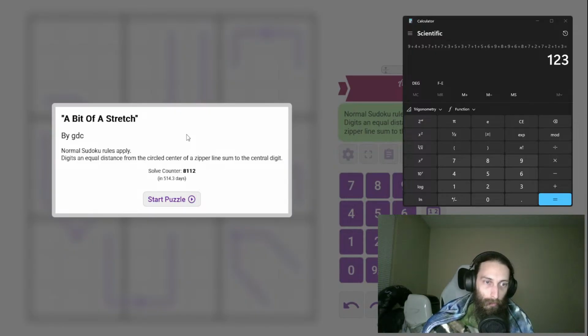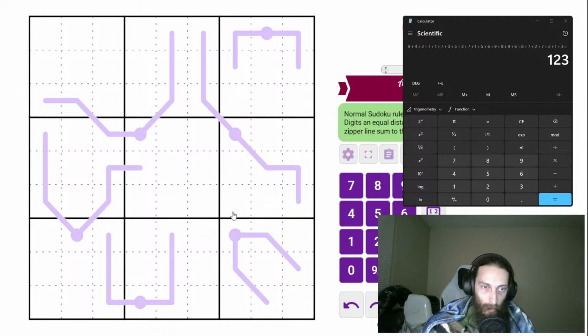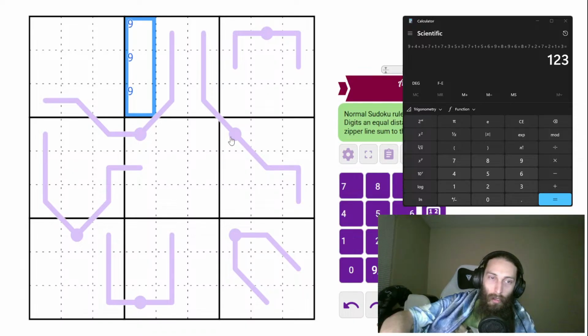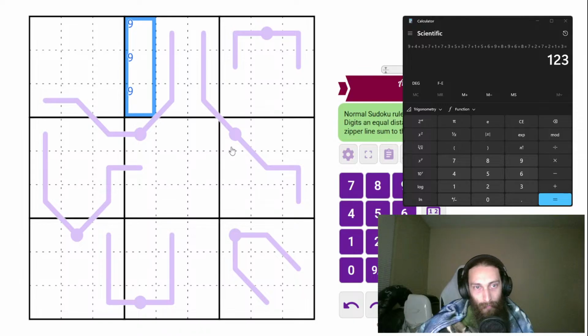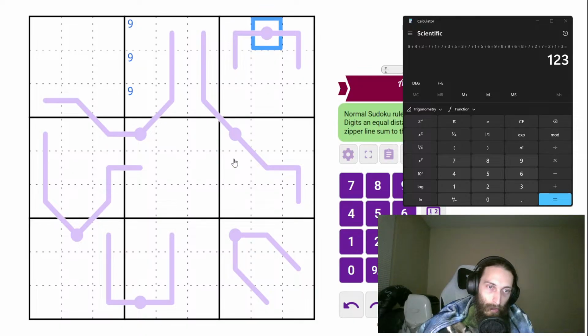A Bit of a Stretch by GDC. Normal Sudoku rules apply. Digits at equal distance from the circled center of the zipper line sum to the central digit. That's it. Well, that means a 9 has to go here. So you can't put a 9 on these, as long as this actually is odd and it's the central digit.